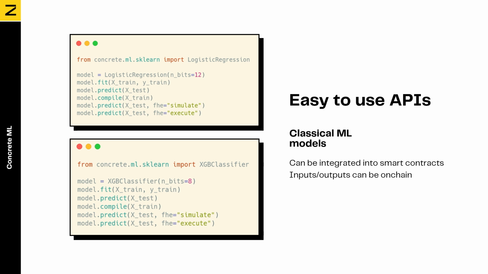First, they do the classical data science part: train the model and test it out on new data. Then they compile the model. This is the new part. They compile the model to an FHE program that will implement the same function as the prediction function or the training function on encrypted data. So then it's possible to predict on encrypted data. This is the predict call with the fhe equals execute flag. Here we show two models.